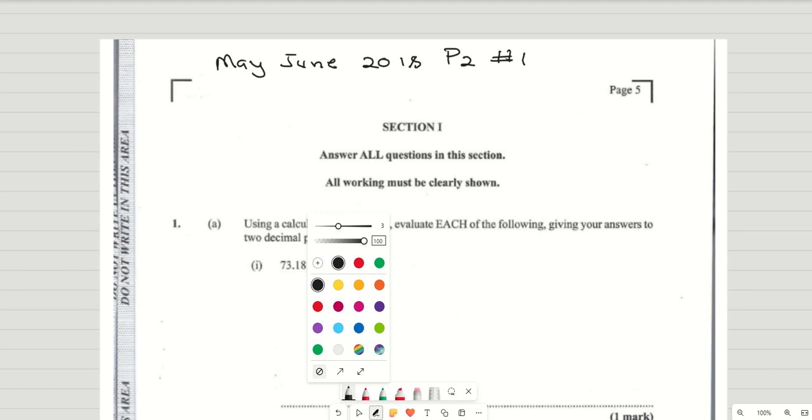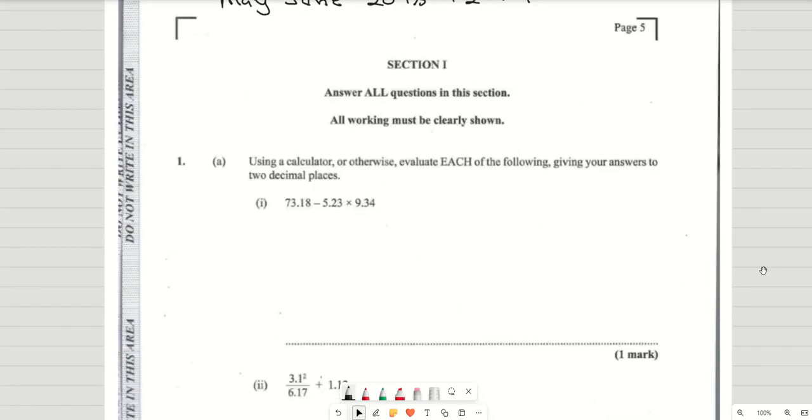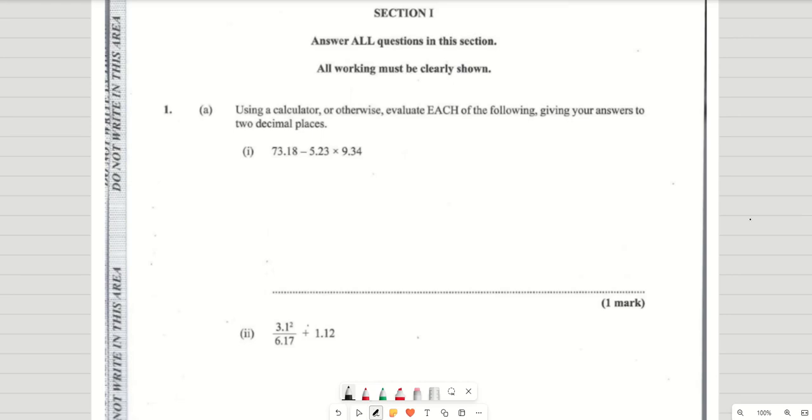If you look at this question, let's look at the first one. Using a calculator or otherwise, evaluate each of the following, giving your answers to two decimal places. This question has a combination of operations, whether it be addition, subtraction, multiplication, division. In this case, we have subtraction and multiplication. When you have a combination like this, we always follow something called BODMAS.